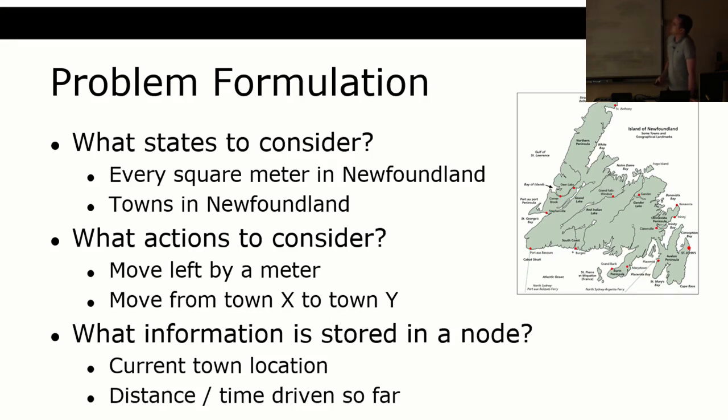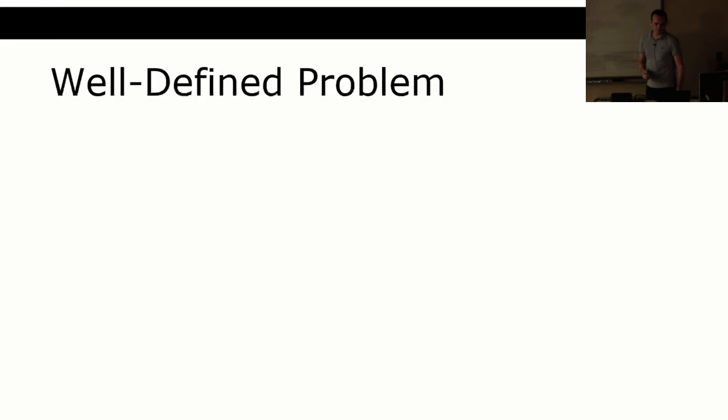And also, which information is going to be stored in a node in your search tree, and we'll get to what this is. But you've also got to make a decision about, okay, maybe a node in the search is the current town location, maybe it has the action that I did, the distance or time driven so far, and we'll get to this a bit more as we come to that.